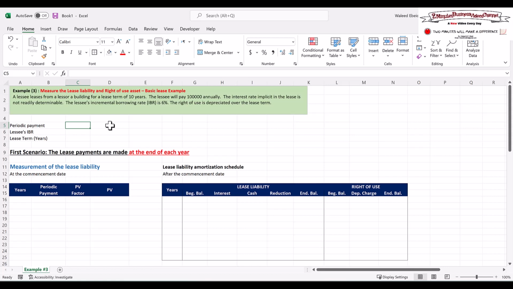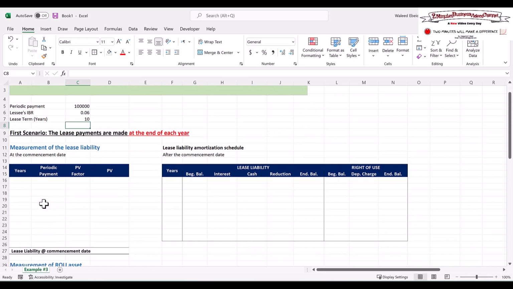Let us account for this transaction, and measure the lease liability and the right-of-use asset, on and after the commencement date. Here is a schedule to calculate the lease liability at the commencement date. The periodic payment as given in the example is $100,000. The lessee's incremental borrowing rate is 6%. And the lease term is 10 years. List the years in the first column, and the lease payments in the second column.